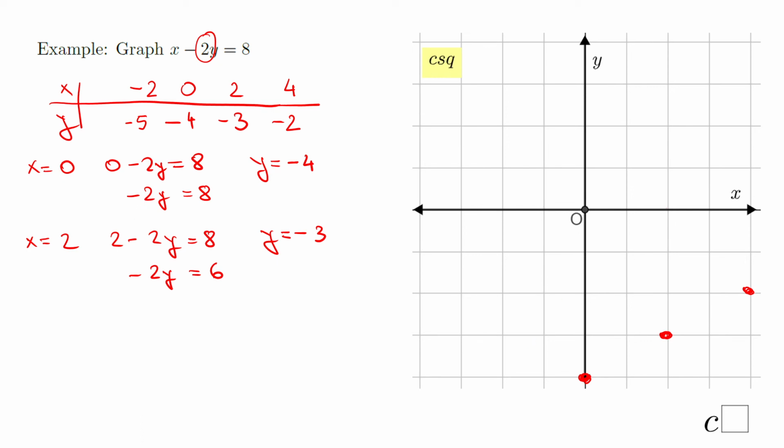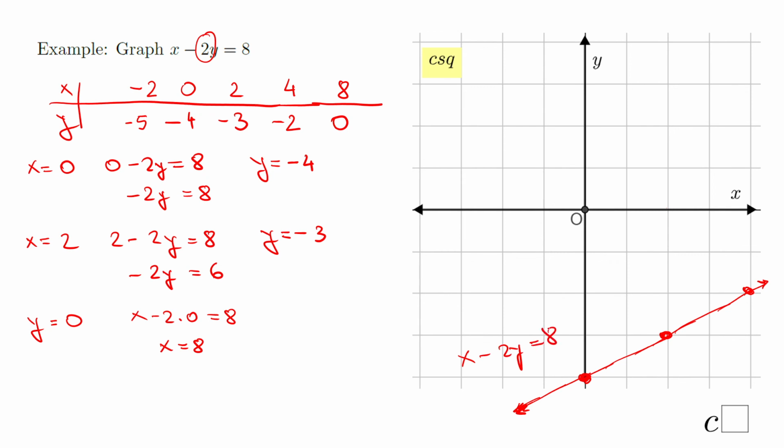I want to do something else here. If you remember, I want to get 0 for y. So I'm going to put it right here, because we can use this technique. Sometimes it's very helpful. Y equals 0. We end up with x minus 2 times 0 equals 8. 2 times 0 is 0, so we have x equals 8. So we have the point 8 and 0, which unfortunately we cannot plot, but sometimes you can use that value, and that will be very useful. This is the graph of this equation, x minus 2y equals 8.